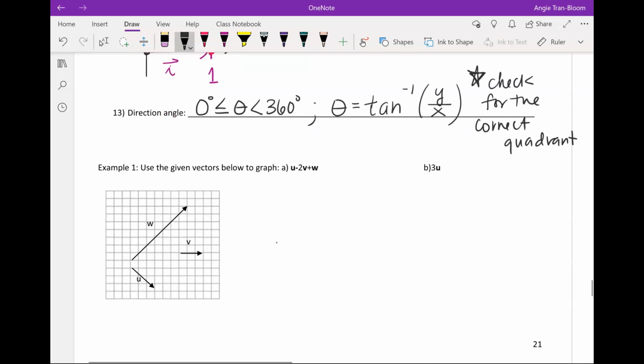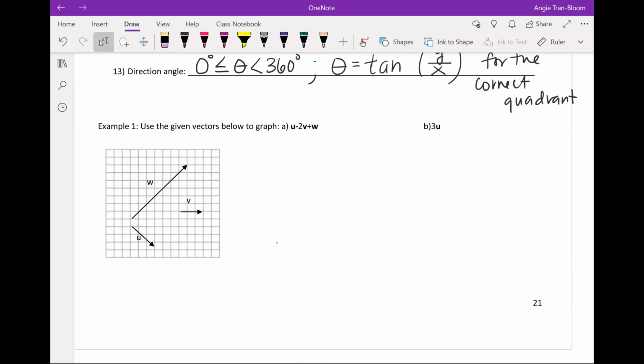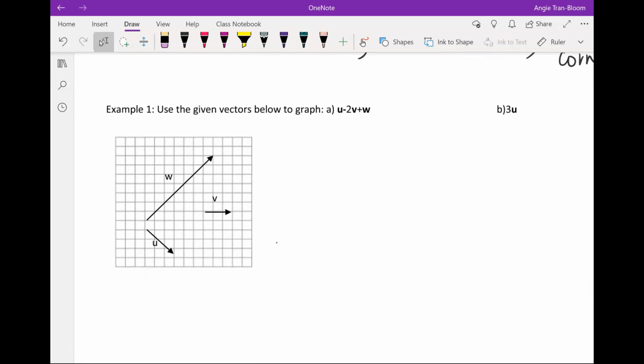Okay. Right, example 1. Can you help me with the instruction, please, Emily? Use the given vectors below to graph a, u minus... Perfect. So I'm giving you some vectors here on the grid. For the sake of consistency, let's put the starting dot here and an end dot right there. Just so that way we can all talk about the same measurement, okay? So it says, use the given vectors below to graph. Okay, I'm looking for an answer of u, take away 2v plus w.